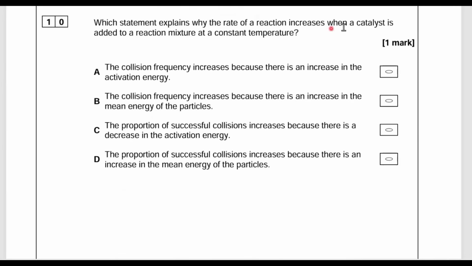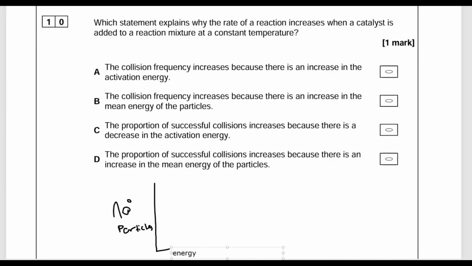Which statement explains why the rate of reaction increases when a catalyst is added to a reaction mixture at a constant temperature, and it's worth 1 mark? Right, what I'm going to do for this one is draw out the Maxwell-Boltzmann distribution. So hopefully you know that. You got your Y, you got your X, you got your number of particles on the Y, you got your energy at the bottom of X.